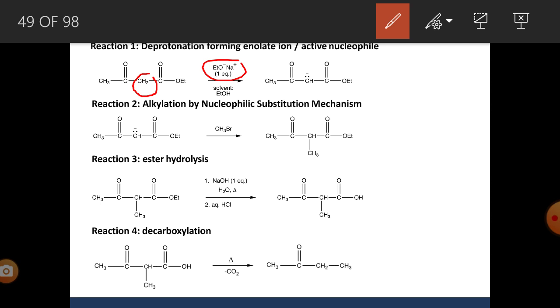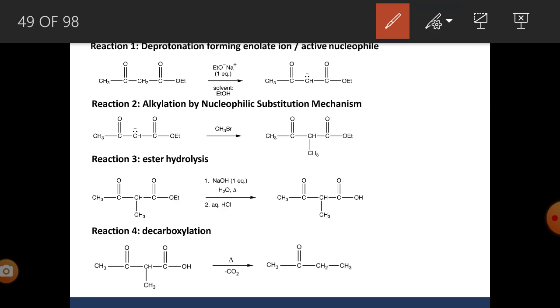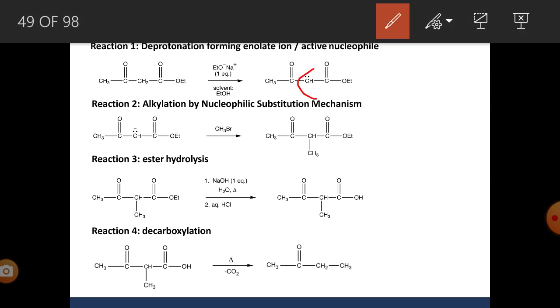So on the methylene bridge there are two hydrogens. One of the hydrogens from the methylene bridge is abstracted by the base. Means there is deprotonation. This hydrogen is removed as a proton by the sodium ethoxide ion and it is converted into an electron rich carbon.